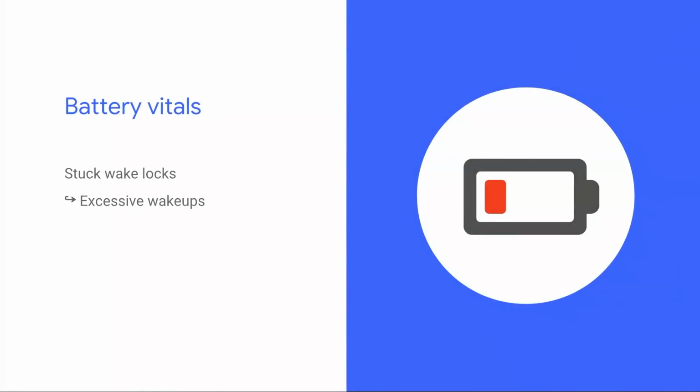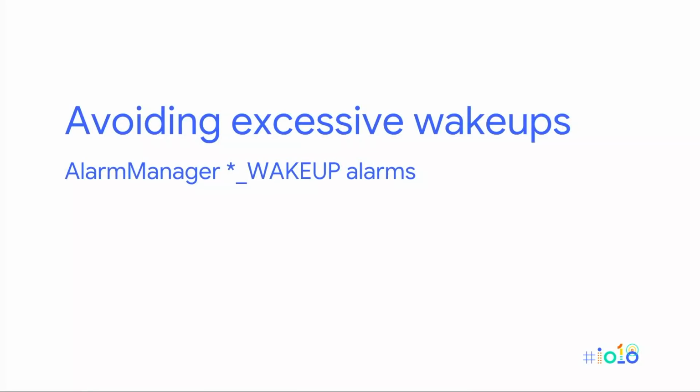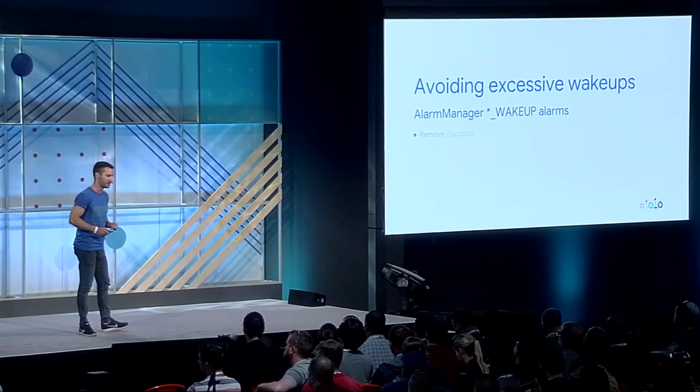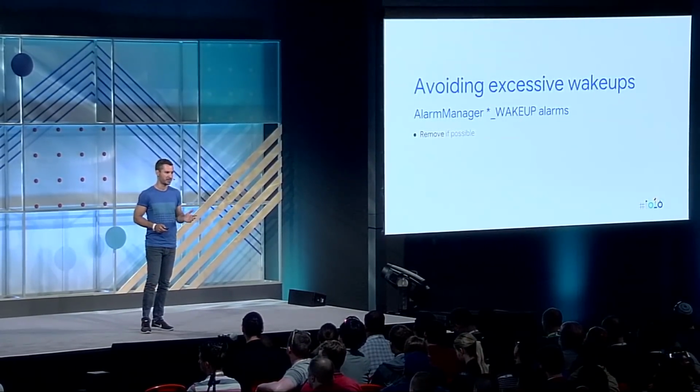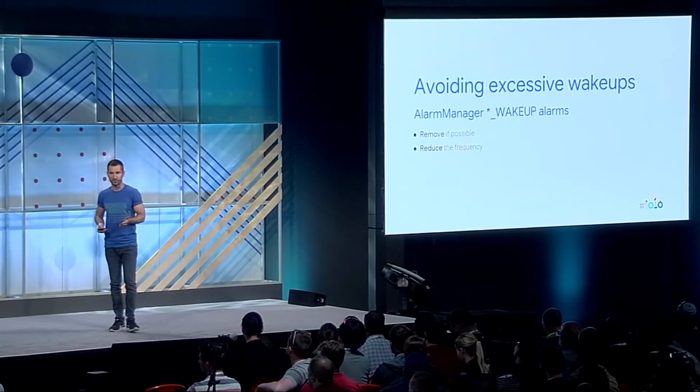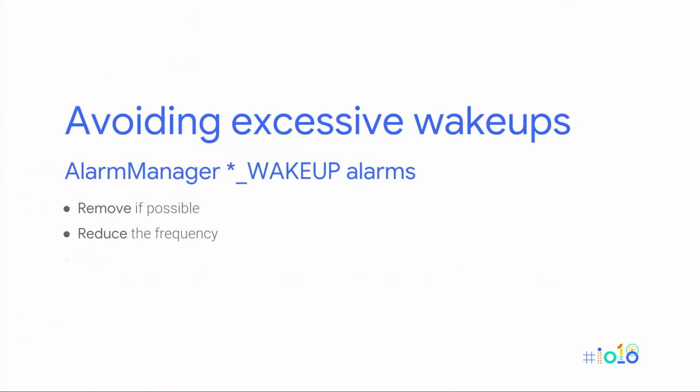And the last thing I want to talk about today is excessive wakeups. And I think the biggest cause for excessive wakeups is the use of this old API called Alarm Manager, and specifically the wake-up type of alarms. Now, let me give you the 3 R's of Alarm Manager. Remove calls to wake-up alarms if possible. Reduce the frequency if you have to use them for some reason.